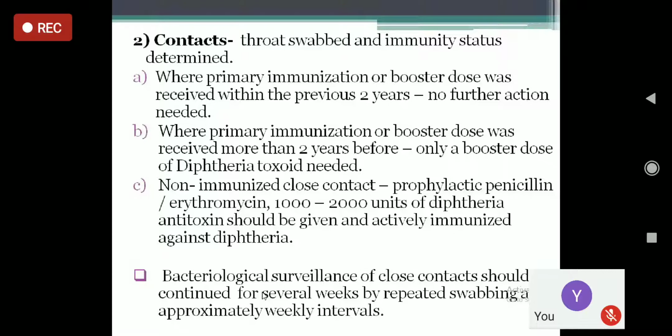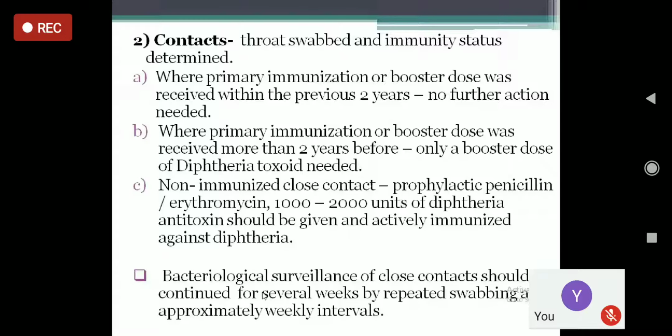And then, 1,000 to 2,000 units of diphtheria antitoxin also should be given. And then they should be actively immunized with diphtheria toxoid. So diphtheria immunization should be given, active immunization, antitoxin should also be given, and penicillin and erythromycin should also be given to non-immunized close contacts. That's how you have to deal with the contacts.